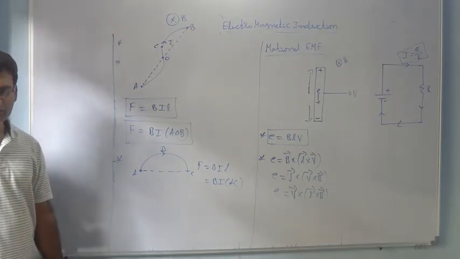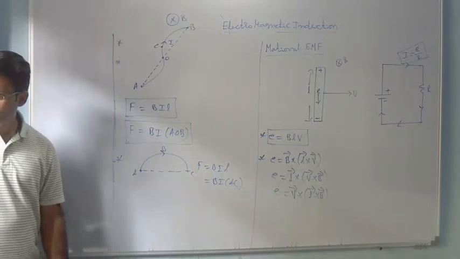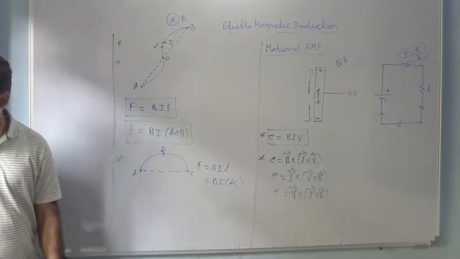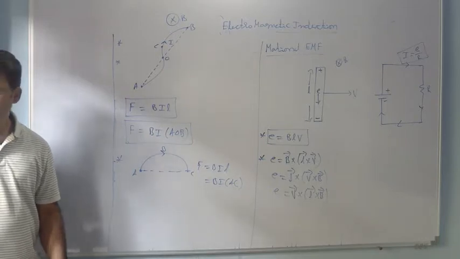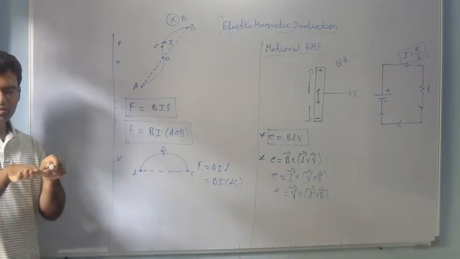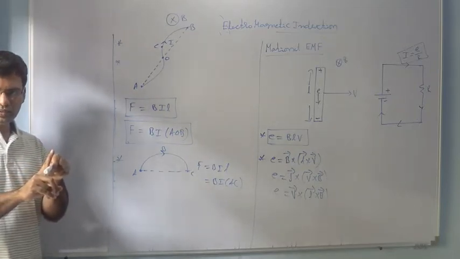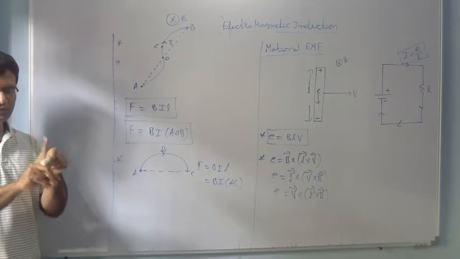What is the earth's magnetic field? It is a combination of the horizontal magnetic field and the vertical magnetic field. So what is the vertical magnetic field? BH is the horizontal magnetic field, and BV is the vertical magnetic field. So the vertical magnetic field is upwards.